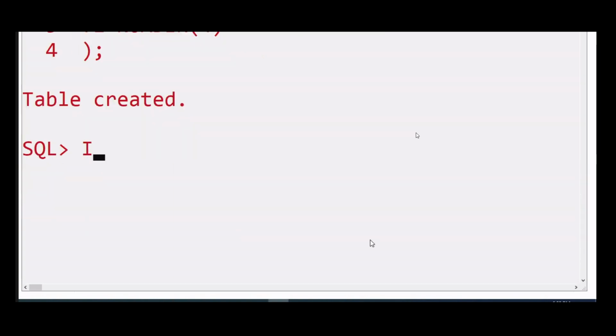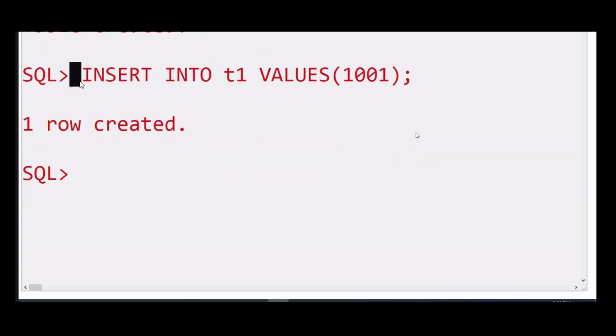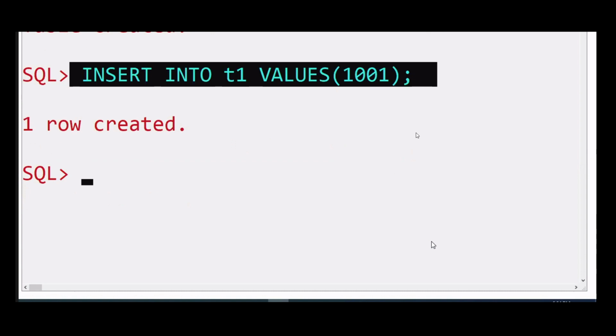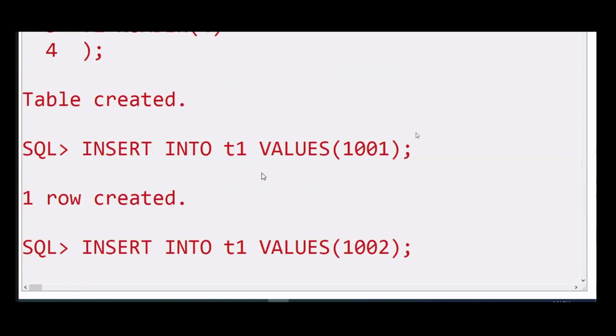Now, I'm inserting the records. Observe here. Insert into T1 values 1001. I'm inserting. Okay, please confirm where this record will be inserted. In the instance, it will be inserted. Instance means temporary or permanent? Temporary. In the RAM, it is inserted. Okay, 1002, it is inserted in the instance now. Two records are inserted.